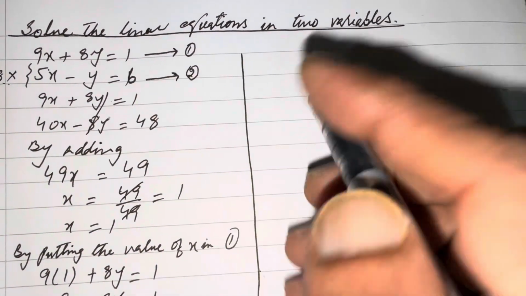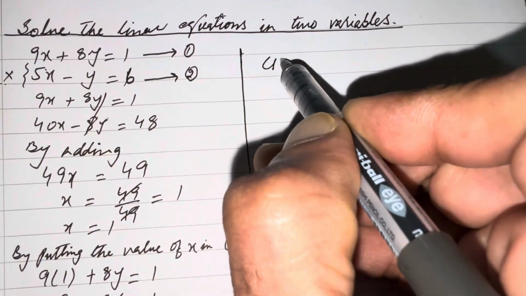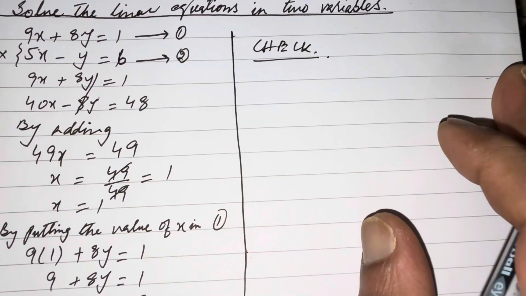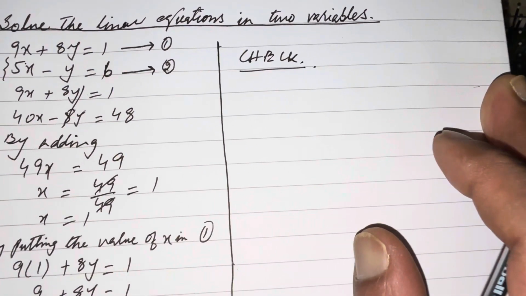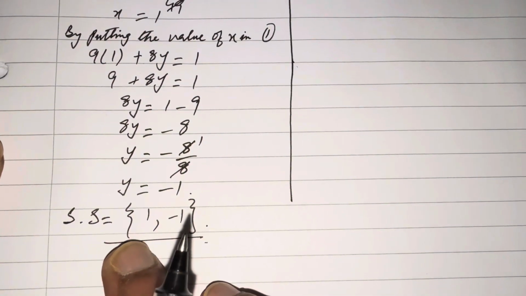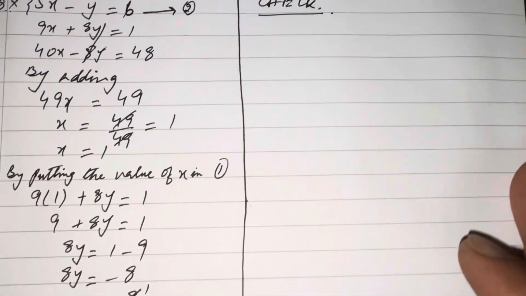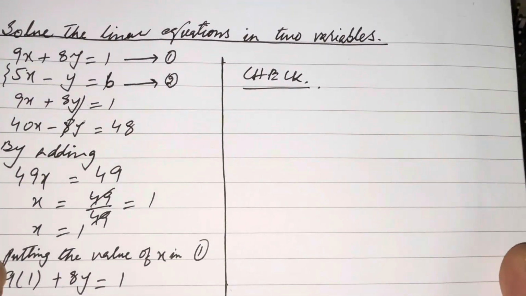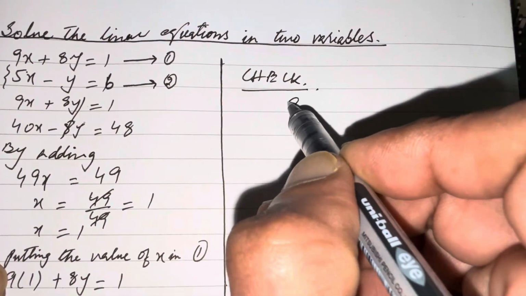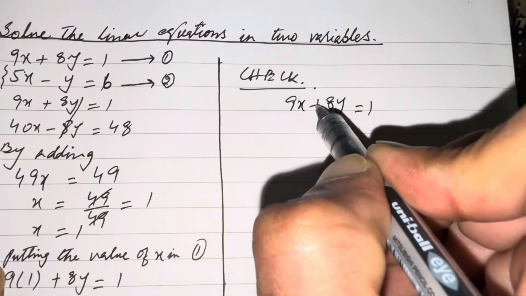So to check the answer, put the value of x and y that we have found: x as 1 and y as minus 1. So if you put the value of x and y in equation number 1, what is equation number 1? As we know, equation number 1 is 9x plus 8y is equal to 1.